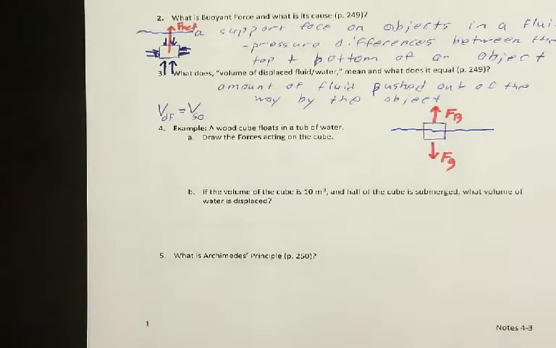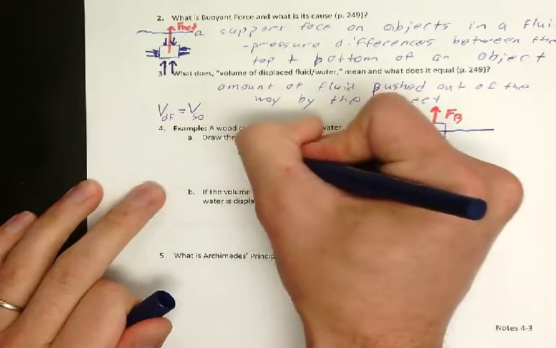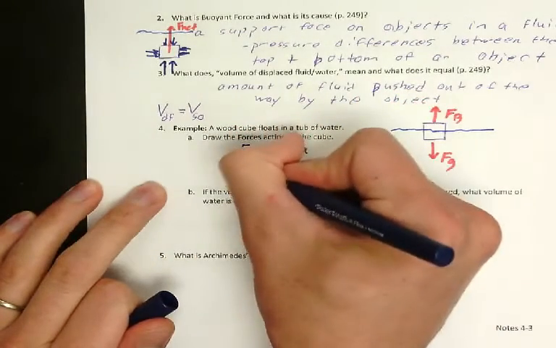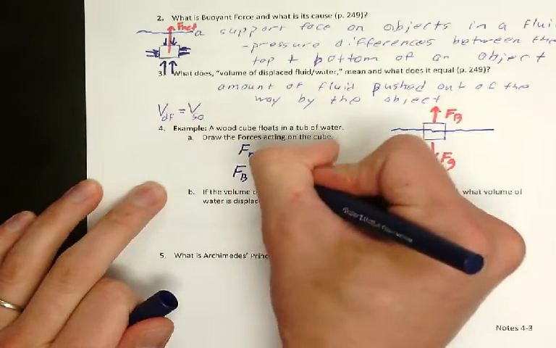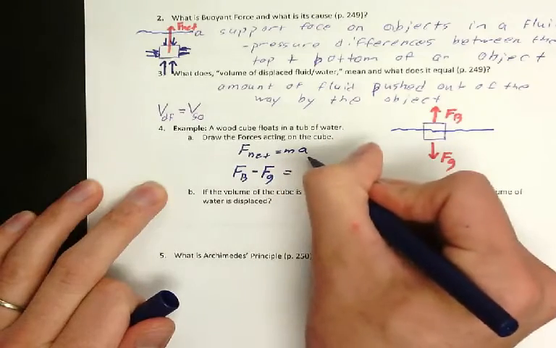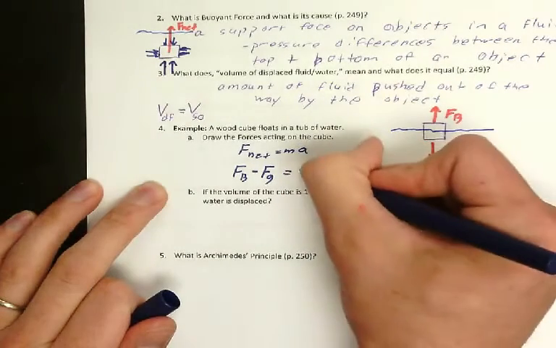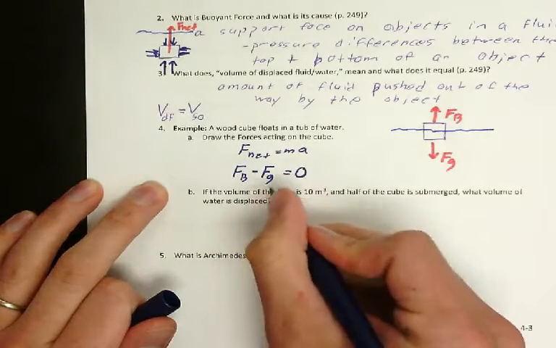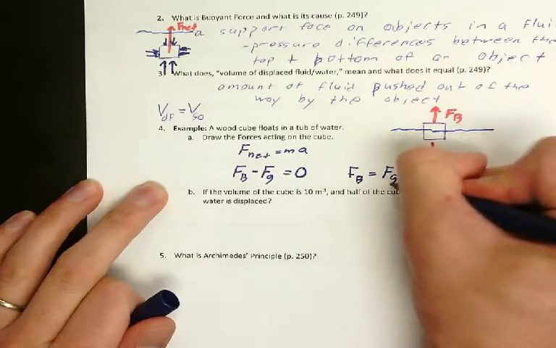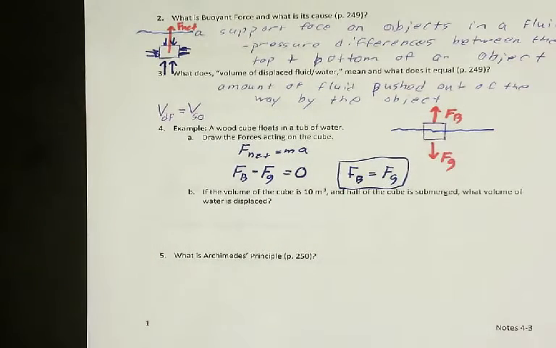So, let's use our good friend F equals ma. What are the forces? Buoyant force up minus gravity down equals mass times acceleration. It's floating, so there's no acceleration, so it equals 0. Add Fg to the other side, and oh my gosh! Buoyant force equals gravity. Which makes sense, right? If the object floats, the buoyant force up has to equal the gravity down.